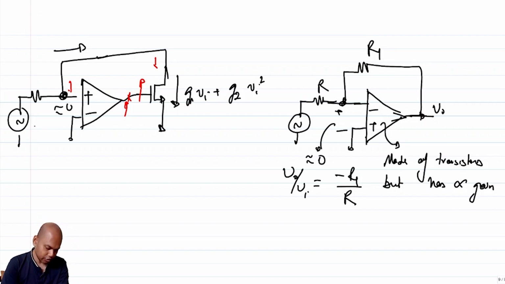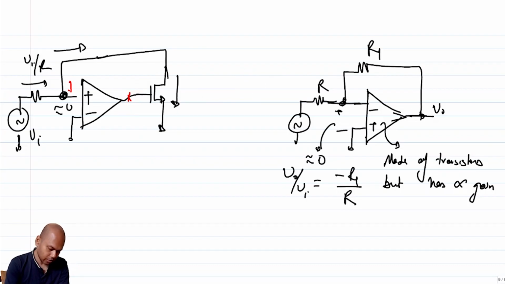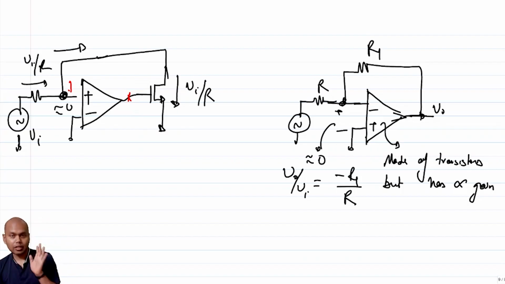This voltage is virtually 0, Vi, so this current is Vi over R. So the current through the transistor becomes Vi over R, correct? Note that the transistor is still non-linear, but the current through the transistor is Vi over R, because the negative feedback is ensuring that, right?